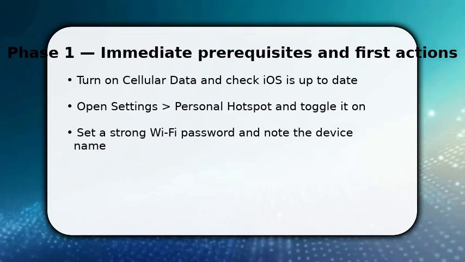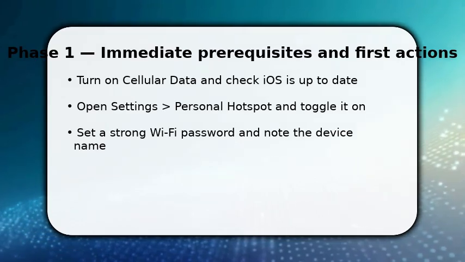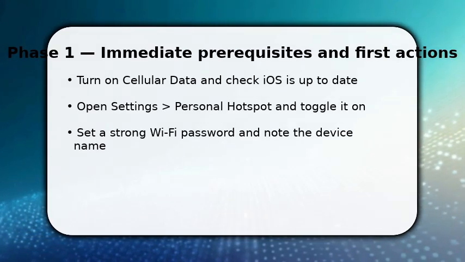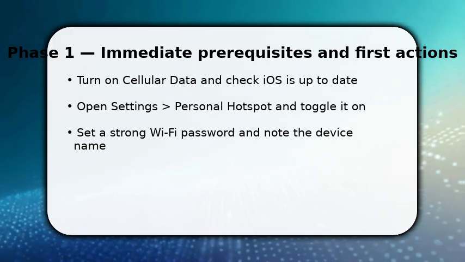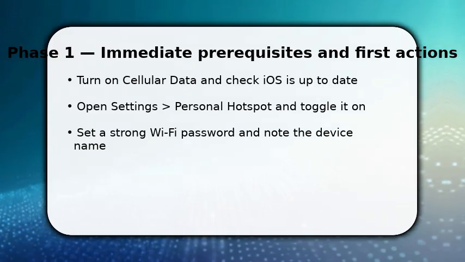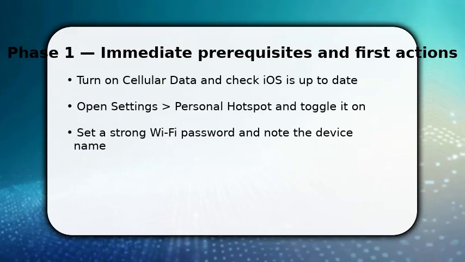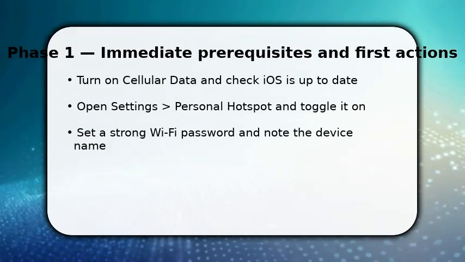Enjoy the video. You start by confirming essentials. Cellular data active and iOS is current because updates fix hotspot bugs. Next, open Settings, tap Personal Hotspot and flip it on. This broadcasts your iPhone 12 as a network.